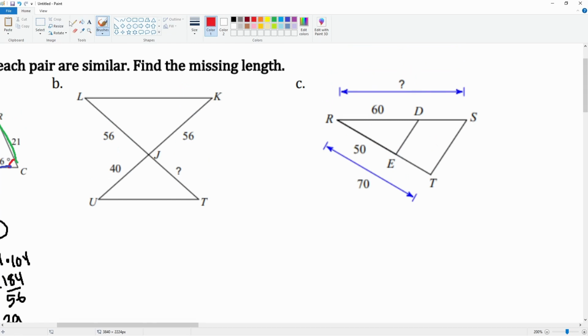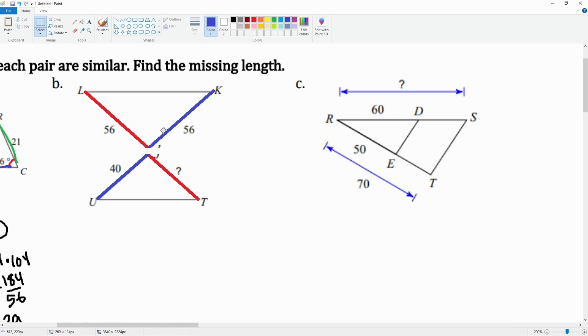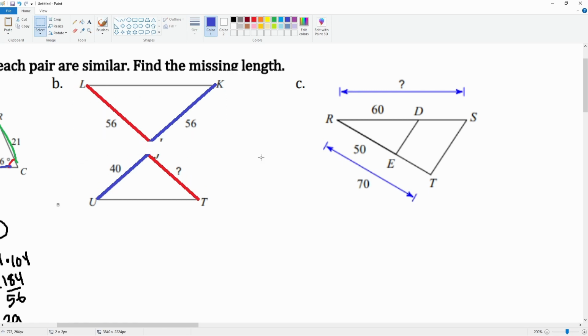Here, again, let's just draw the lines. That is our red line, and this is our blue line. Perfect. Let's split this now into the two triangles. Boom, there we go. All right, so we can just do our proportion. Let's make this red piece here x. So x is equal to red on top, so x and 56.